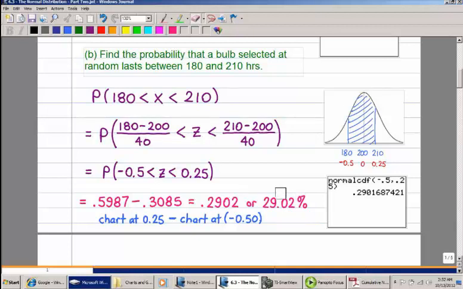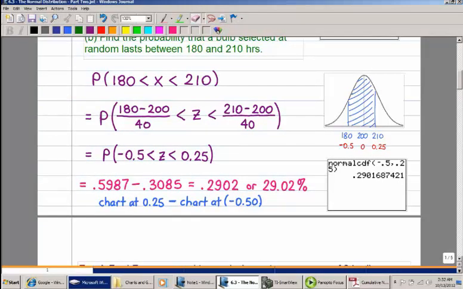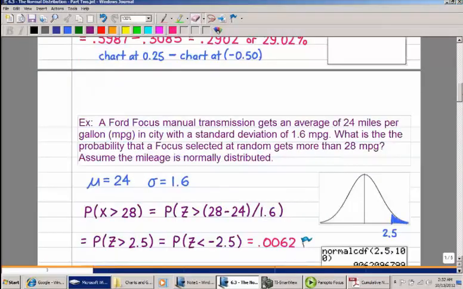So roughly speaking, we have an approximately 29% chance that we would pull a light bulb out at random and it lasted between 180 and 210 hours. That's what we just calculated. All right, let's move down to this next application.